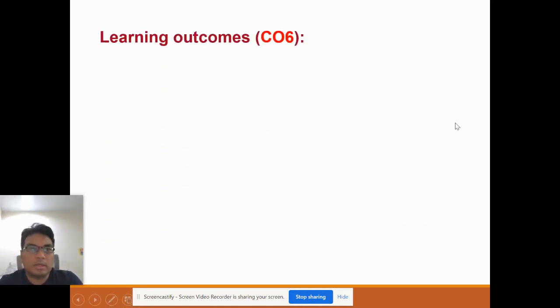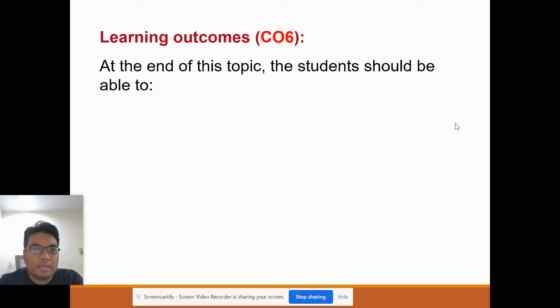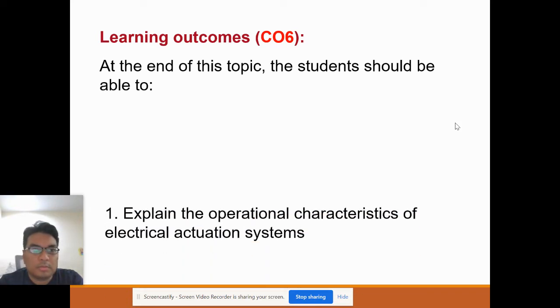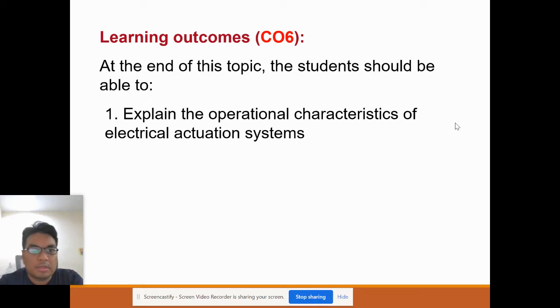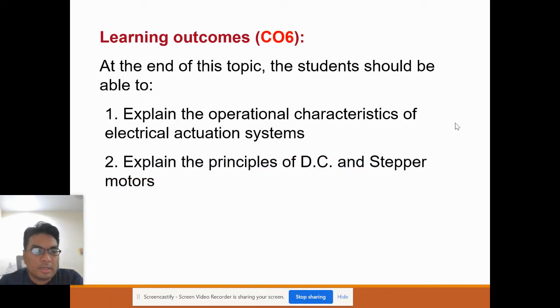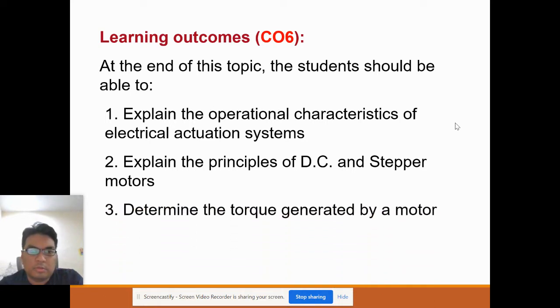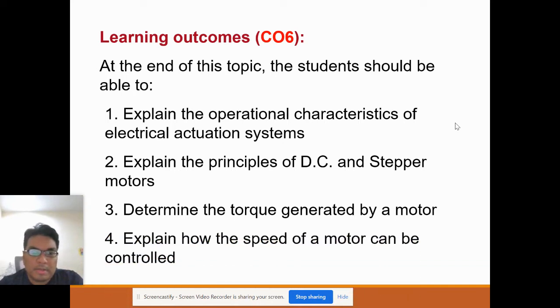So for the learning outcome, this covers CO number 6, course outcome number 6. At the end of the topics, you as a student should be able to, first, explain the operational characteristic of an electrical actuation system. Second, explain the principle of DC, direct current, and step motor. Third, determine the torque generated by a motor, and finally, explain how the speed of a motor can be controlled.